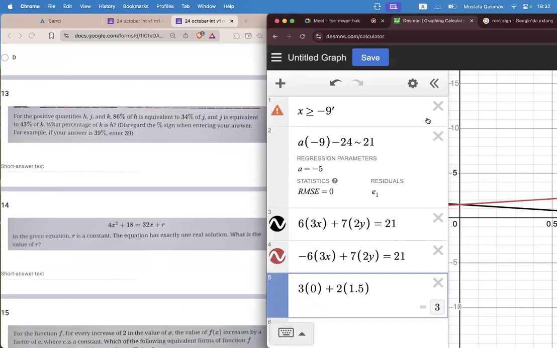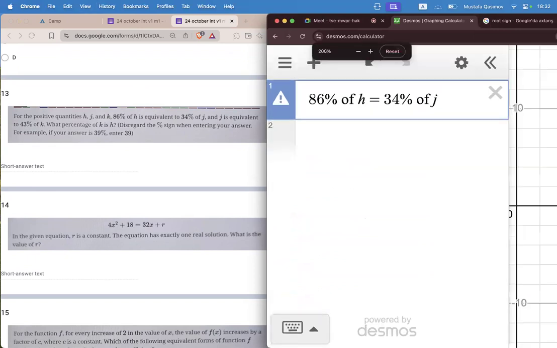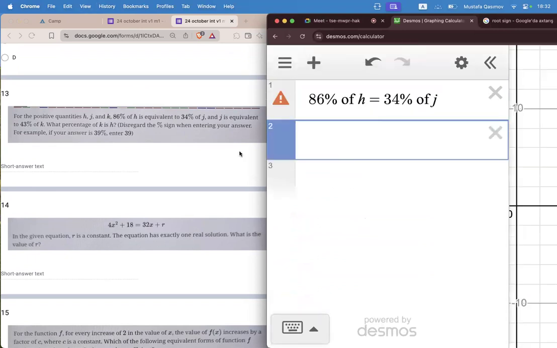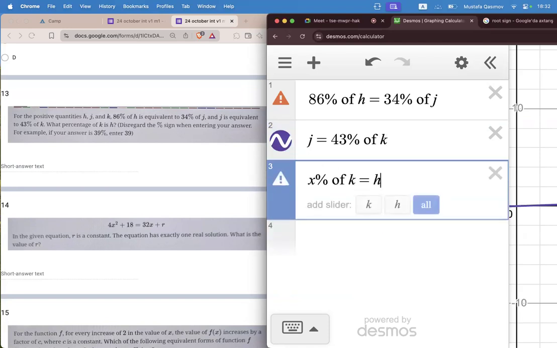13. 86% of H is equal to 34% of J. J is equal to 43% of K. X% of K is equal to H.